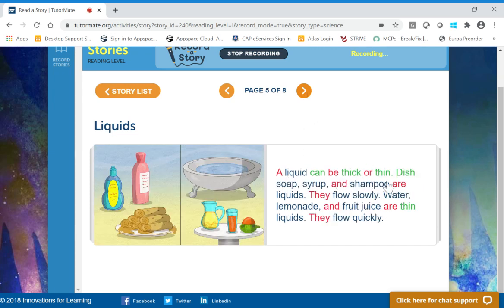A liquid can be thick or thin. Dish soap, syrup, and shampoo are thick liquids. They flow slowly. Water, lemonade, and fruit juice are thin liquids. They flow quickly. Yeah, when do you like syrup on pancakes or French toast or something like that? You pour it on there, it goes out slowly. Or hand soap, sometimes you have it in a pump, it comes out, it's quite thick generally. Or maybe your shampoo that you put on your hair is kind of thick.